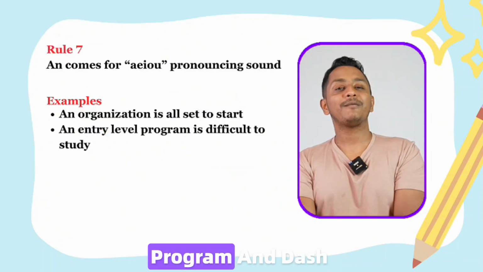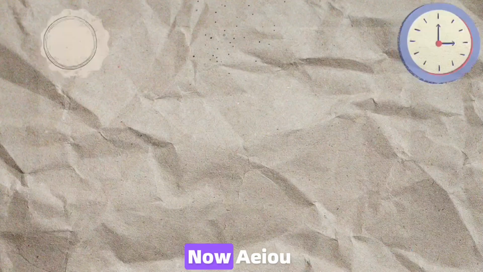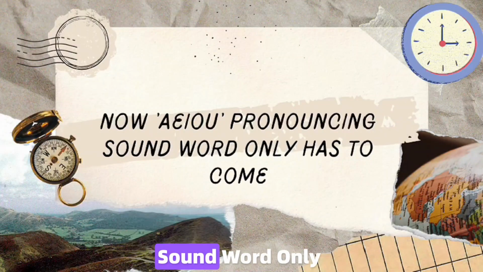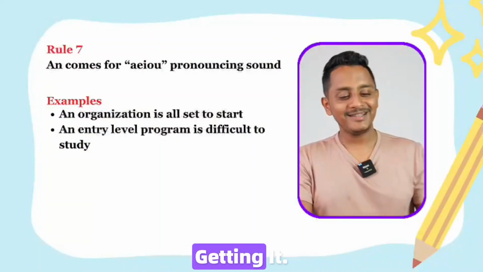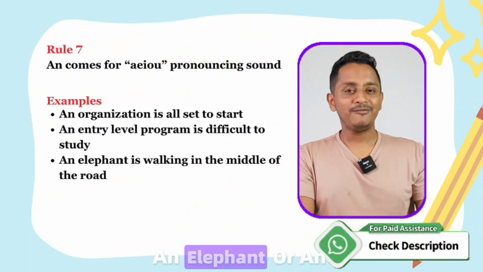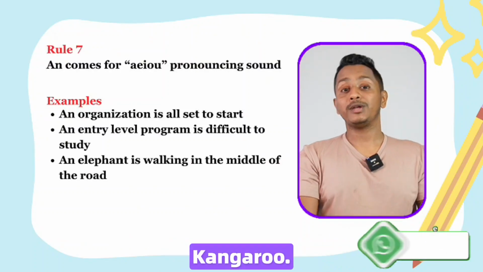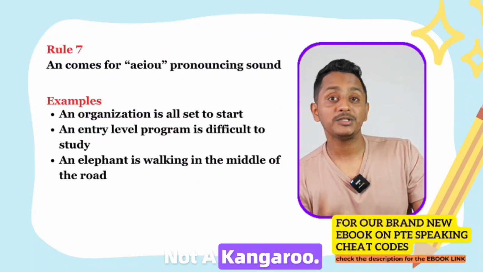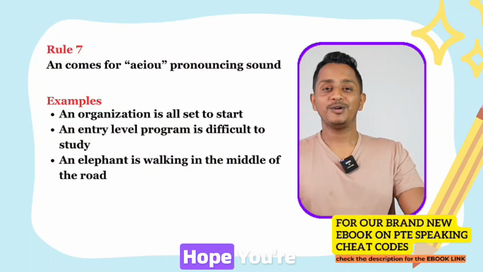An entry level program and a dash level program. Now A, E, I, O, U: the pronouncing sound word only has to come. Hope you are getting it. An elephant is walking in the middle of the road. An elephant or a kangaroo? It's an elephant, not a kangaroo, because a kangaroo, an elephant. Hope you are getting it.